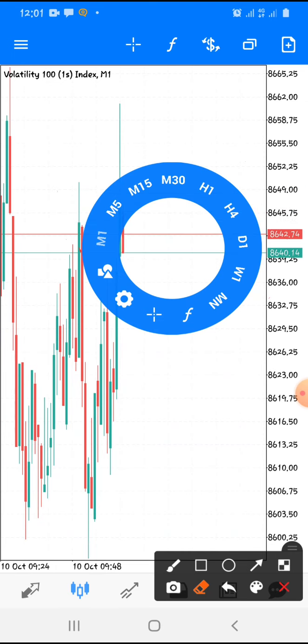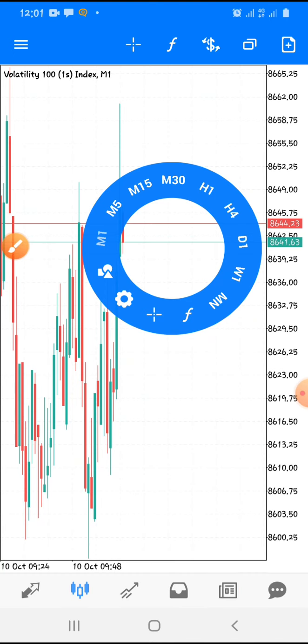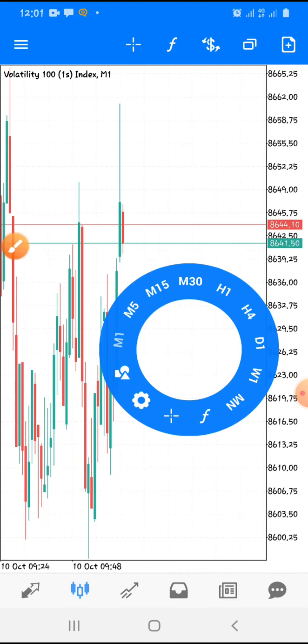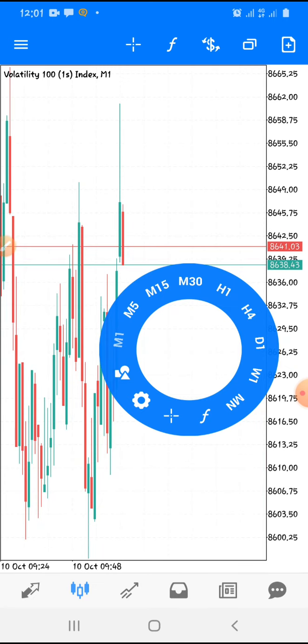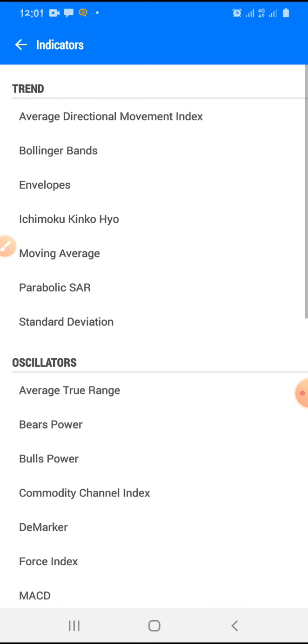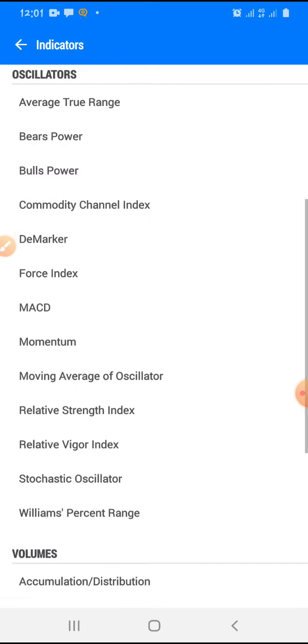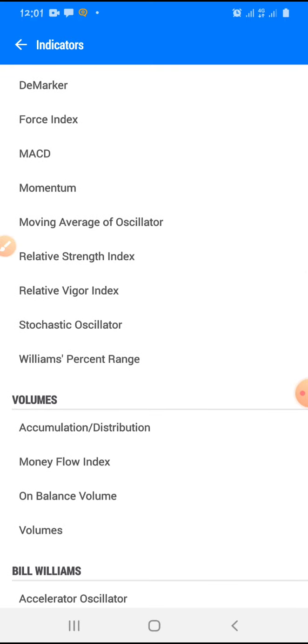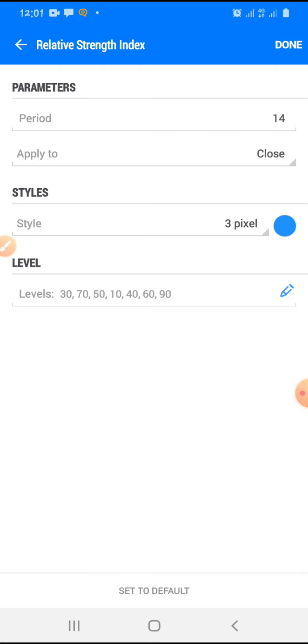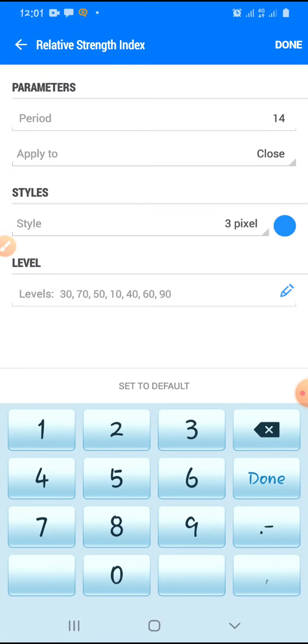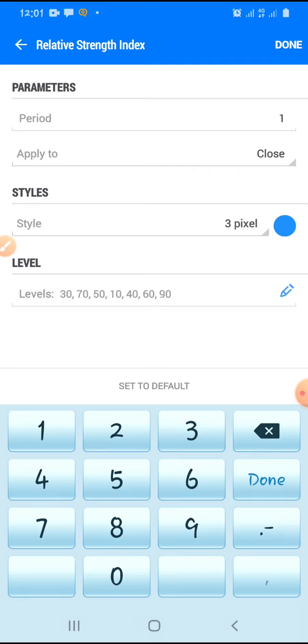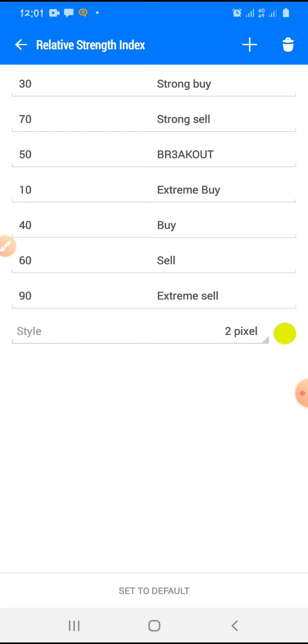So here is my chart, guys. I will first click on top of the main chart. I will click frequency. You see, on frequency, I will browse and choose relative strength index, RSI. On RSI, I will set the period to be 1. I will apply it to close. I will use 3 megapixels.